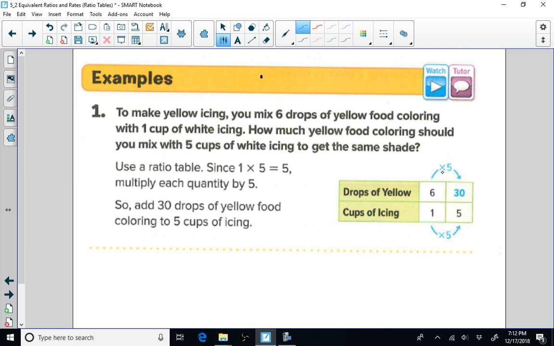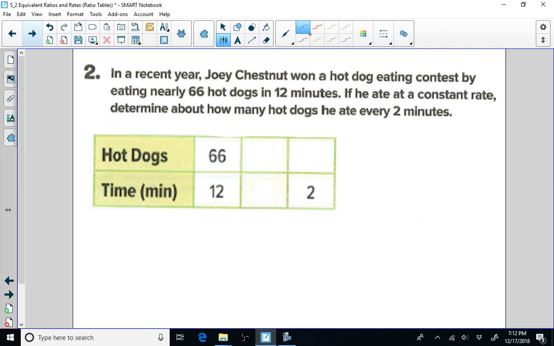To make an equivalent ratio, we'd have to multiply the number of drops by the same non-zero number. So we multiply the drops by 5, and we wind up with 30 drops of yellow food coloring needed to make 5 cups. Here's our next example.